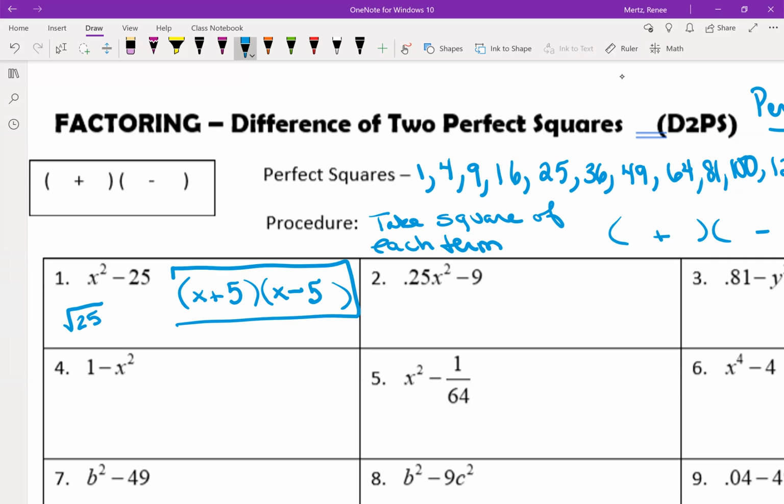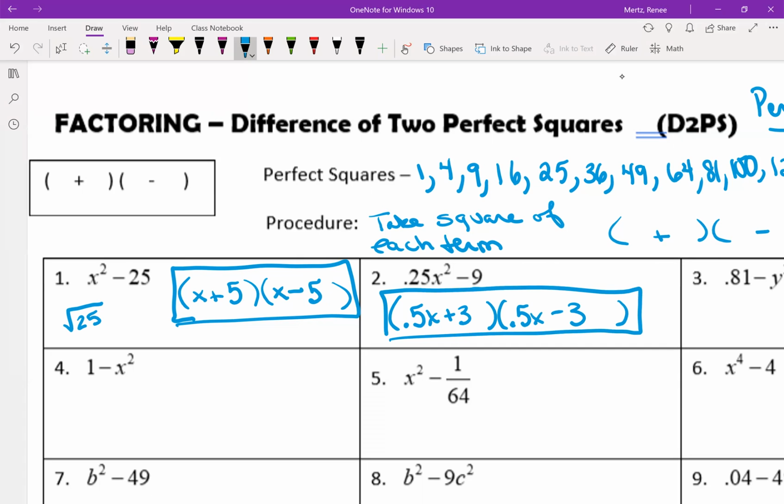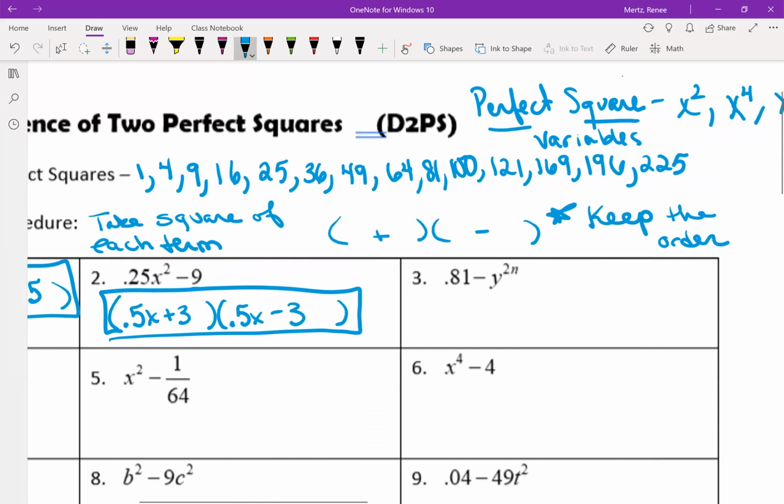Be careful when you're doing 0.25 x squared. The square root of 0.25 is 0.5x. So type it into your calculator if you don't know that. So they both begin with 0.5x. The square root of 9 is 3: plus 3, minus 3. There will always be a plus and a minus.